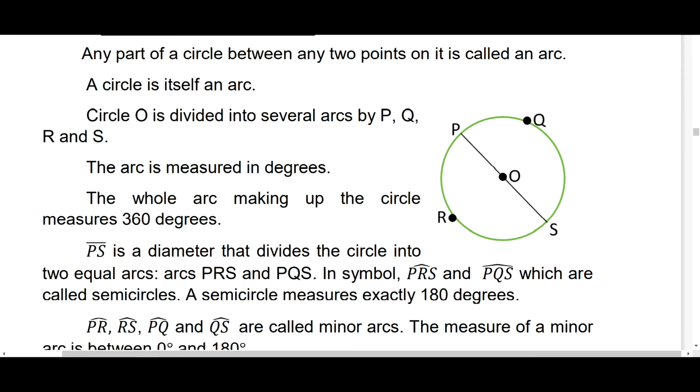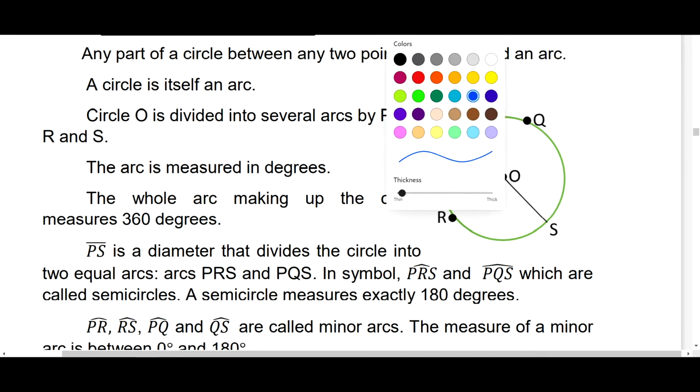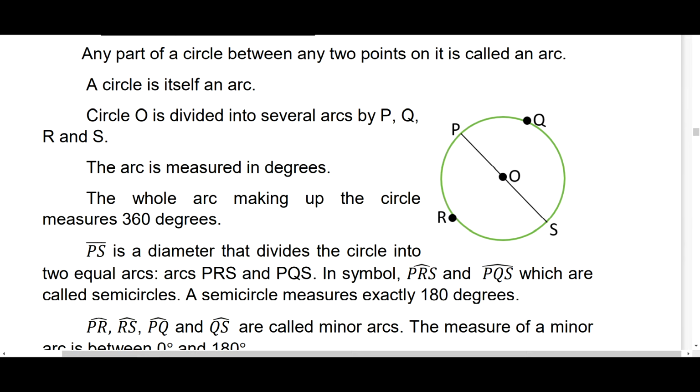Ayan. Let's go to the minor arc. When you say minor arc, these are the arcs less than 180 degrees. Paano mo muna malalaman kung 180 degrees? Diba sa protractor, ilan yung degrees nun? Yung degrees nun is 180. So, that's a semicircle. So, kapag minor, less than. Kapag major, greater than.